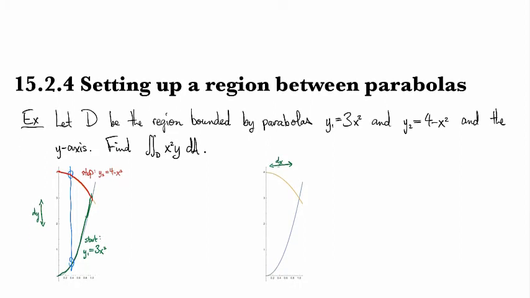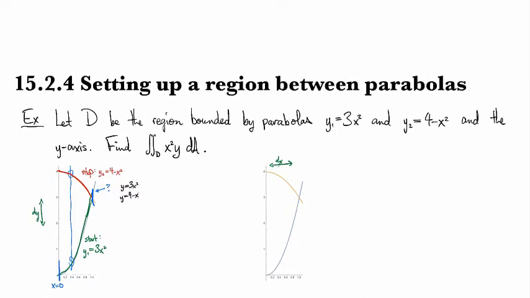Where do these blue slices begin? Well, the first blue slice is right here at x equals 0, and then the last blue slice is right here at something. How do I figure out where this point is? That's going to be the intersection of the curve y equals 3x squared and the curve y equals 4 minus x squared. The point of intersection is given by the xy coordinates that satisfy both of those equations simultaneously.